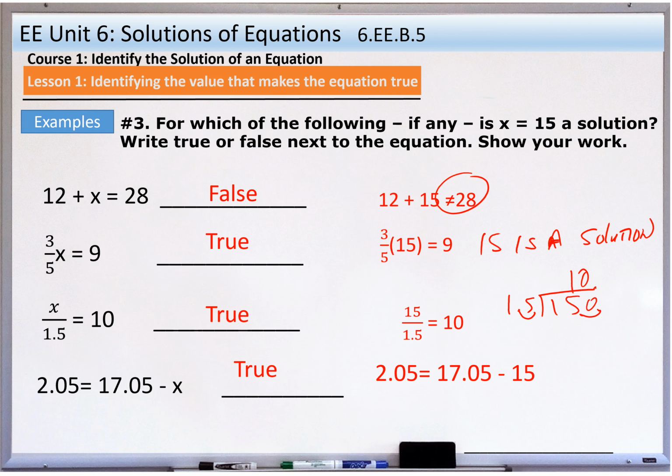Next, 2 and 500ths equals 17 and 5/10 minus x. Well, if I substitute in 15, I indeed get 2 and 500ths. So that is true. So 15 is a solution for all three of those, but not for this one.